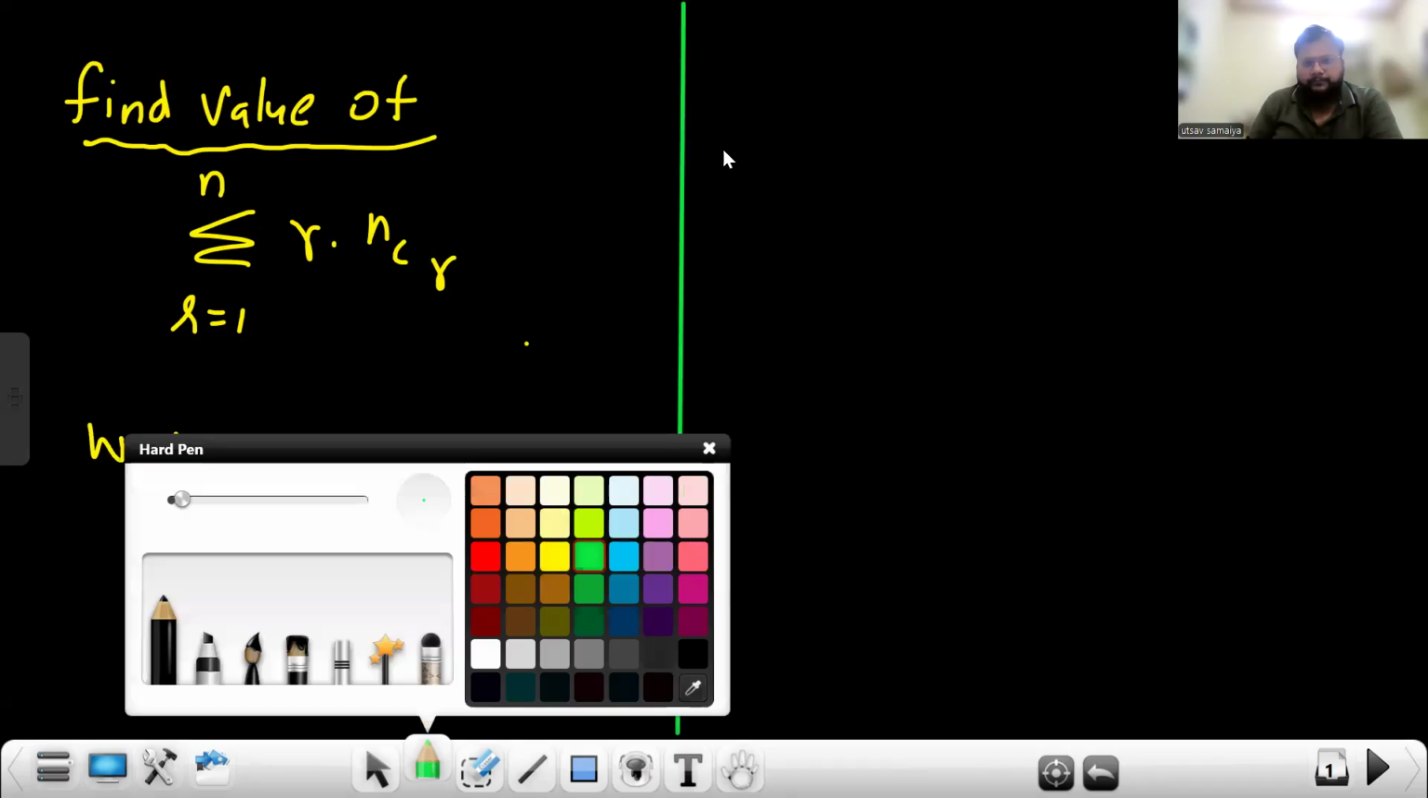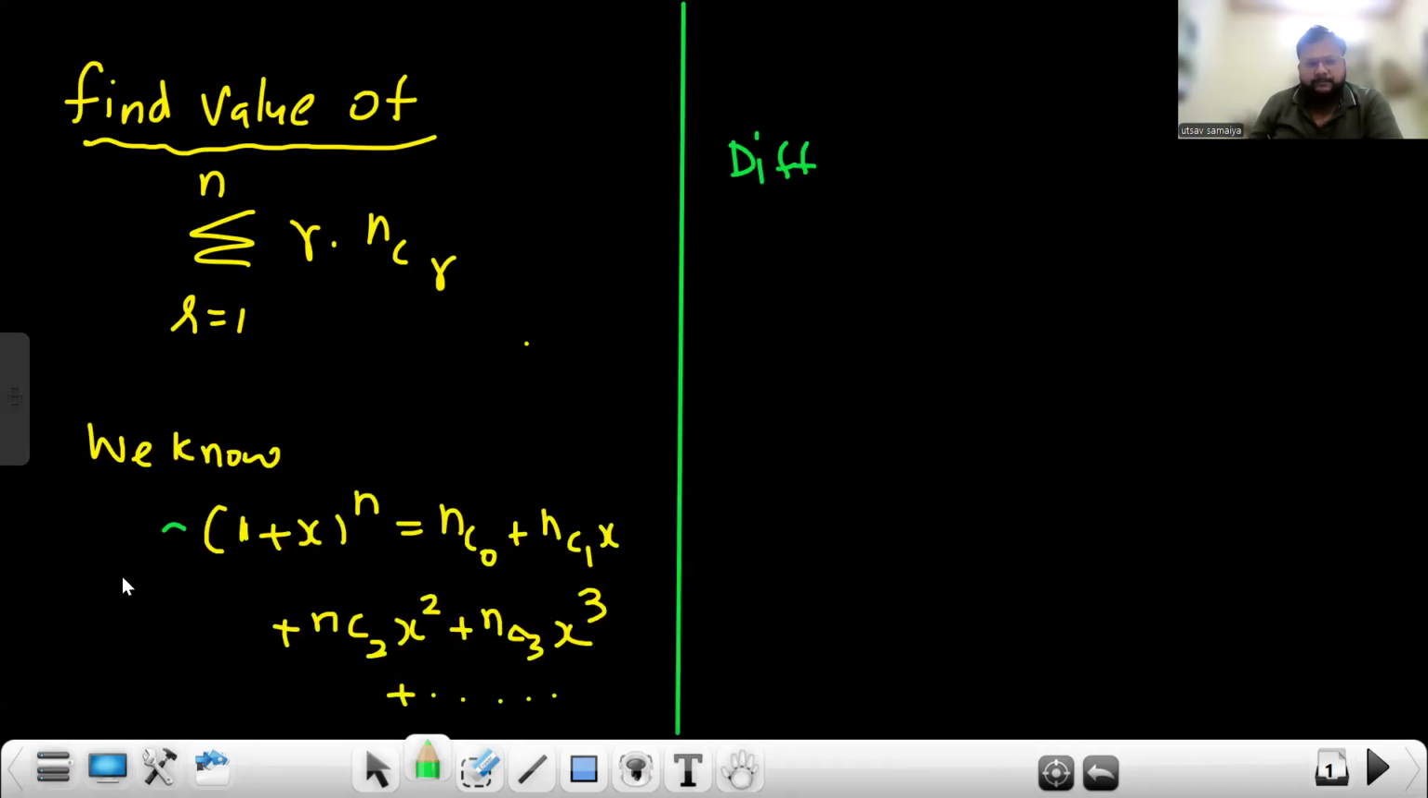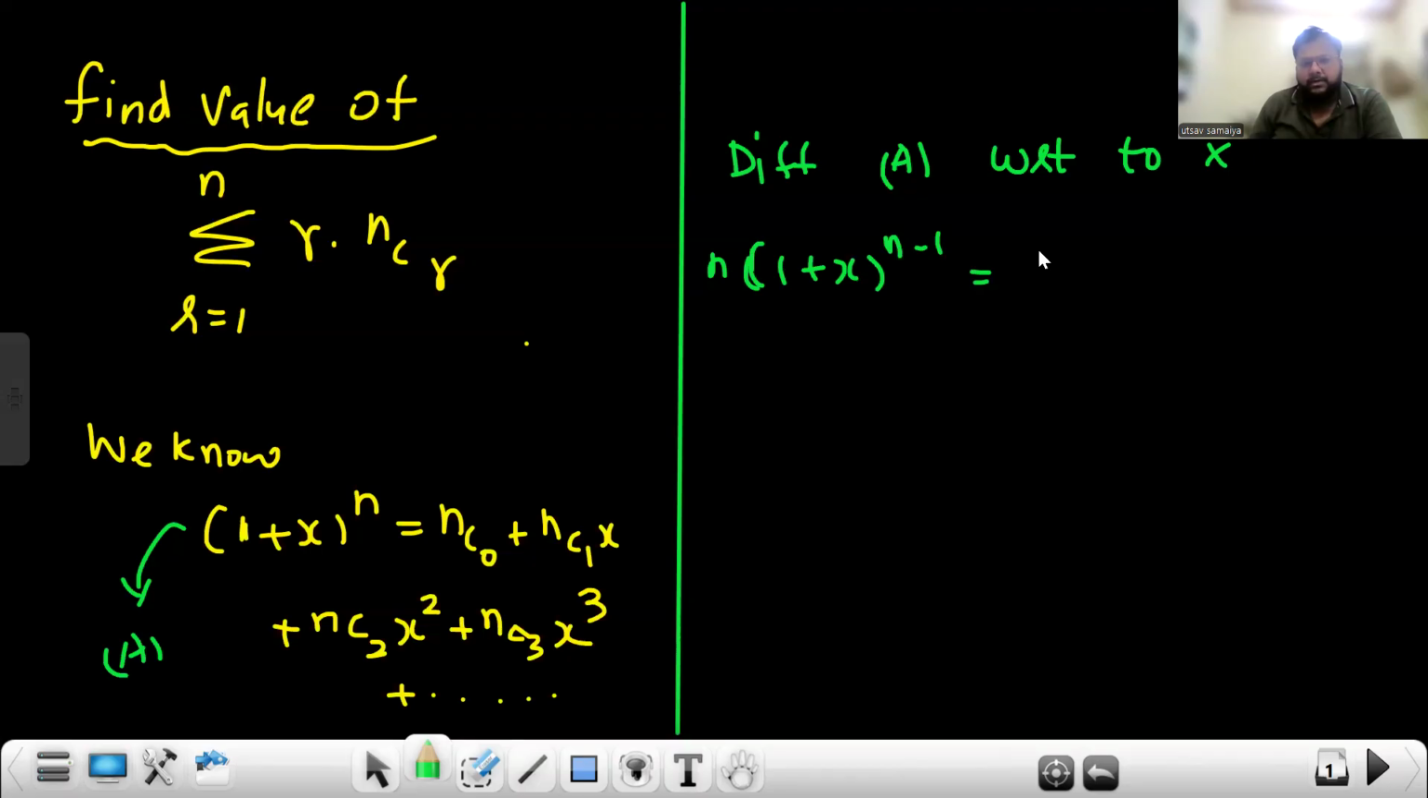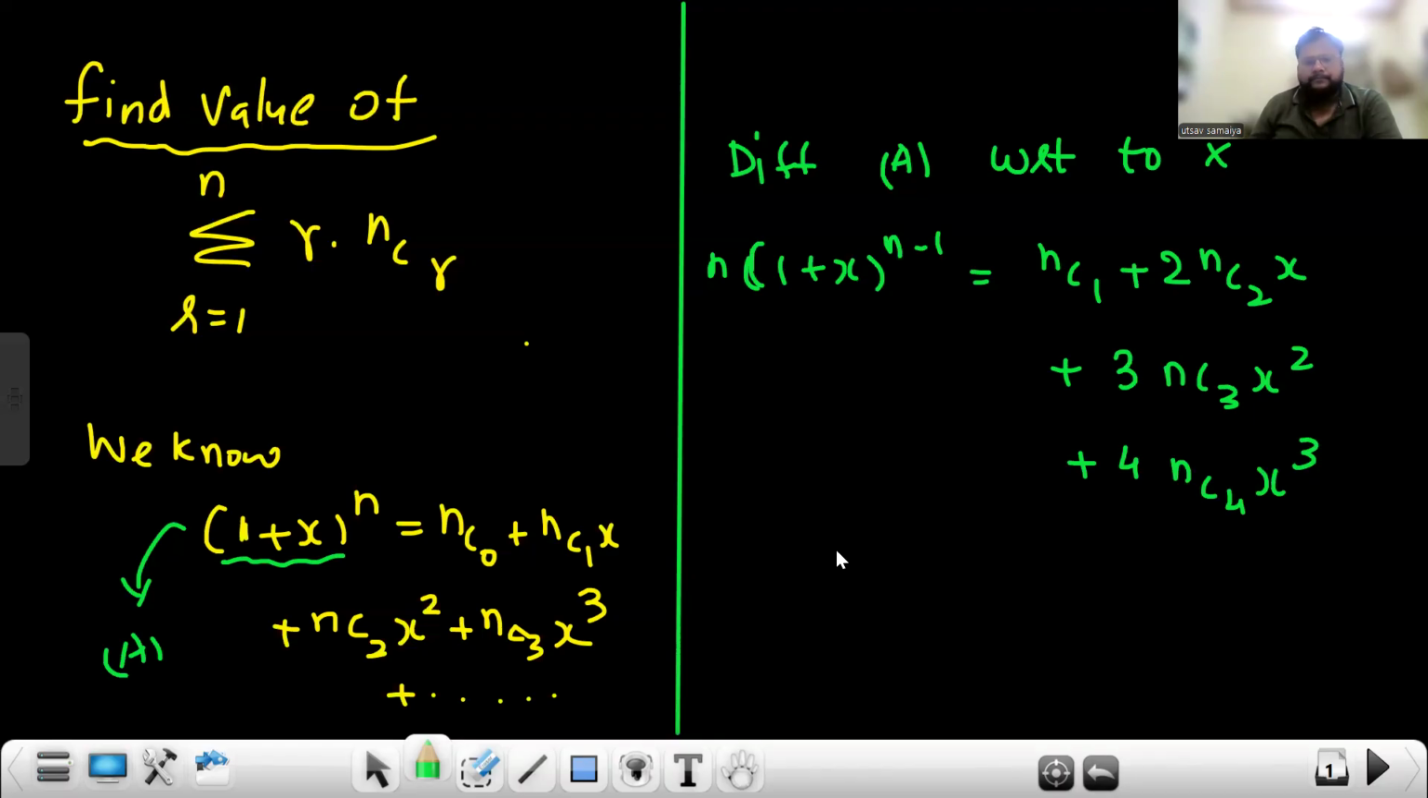Now what I will do, differentiate this equation with respect to x. So if you differentiate, what you'll get, n into (1 plus x) whole power n minus 1 is equal to nC1 plus 2 nC2 x plus 3 nC3 x square plus 4 nC4 x cube. We are differentiating both sides, LHS as well as RHS.